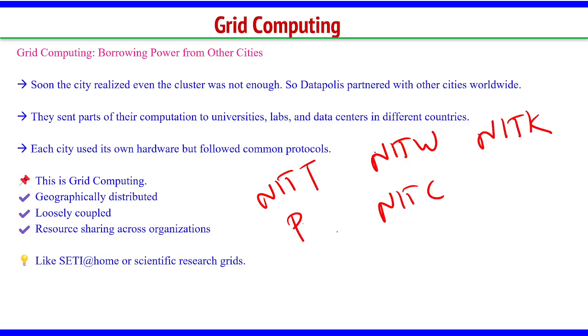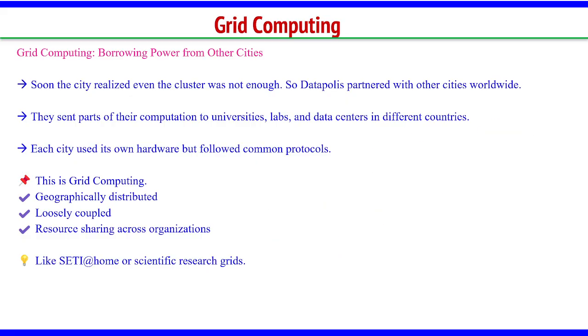Okay, so what they can do, this NIT Trichy, whatever problem they have, they will be sharing it. To solve that, they will be dividing that problem into subtasks and giving it to other NITs to help in solving. Okay, so this is a simple idea, and even this is practically implemented. This is about grid computing. It says borrow from other people and get the work done, right?